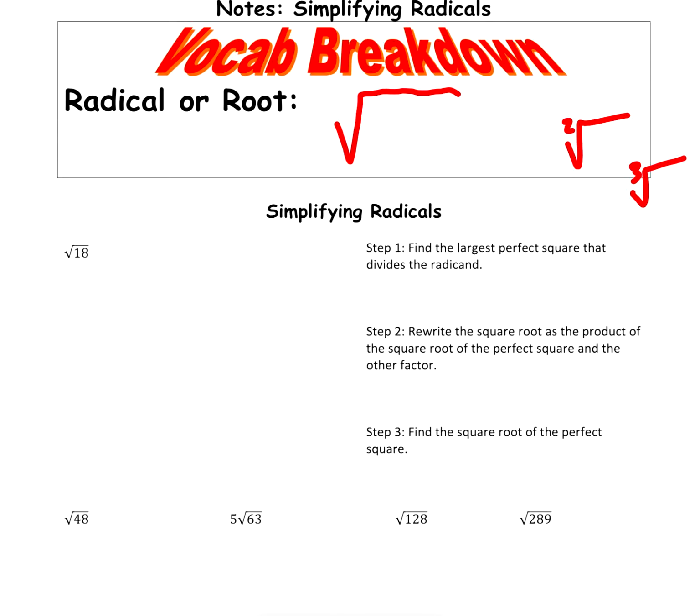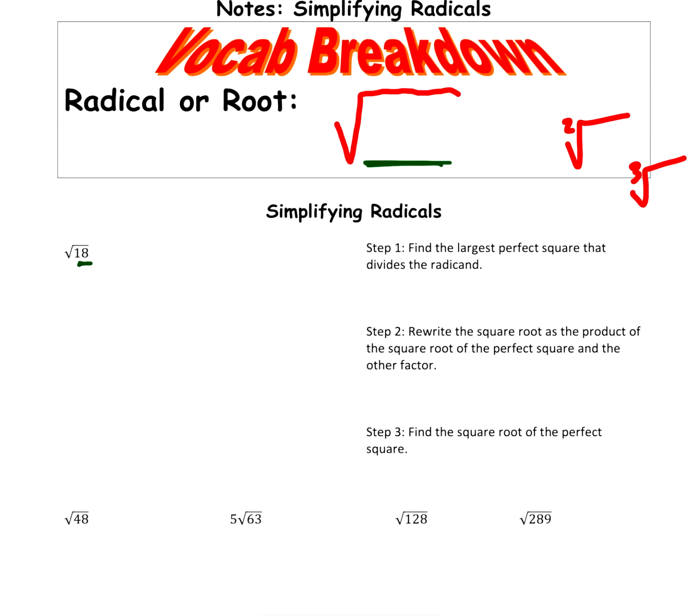So if I want to simplify radicals, the first thing, so we have radical 18. If 18 was a perfect square, awesome, we would just stay what the number was, but it's not. So anytime you are simplifying radicals, the first thing you want to do is find the largest perfect square that divides the radicand. The radicand is the number inside the radical. So in this case, our radicand is 18.